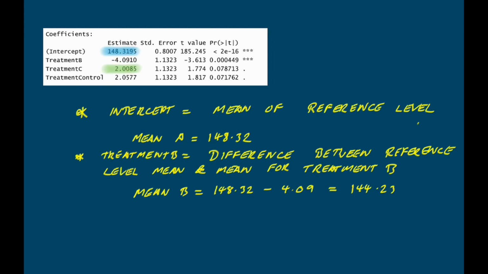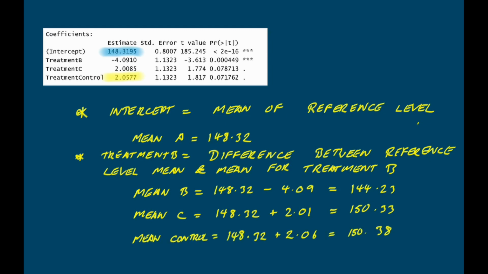The estimate for treatment C is, once again, the difference between the mean for the reference level, treatment A, and the mean for treatment C. So again, this is telling us what the effect of treatment C is when we compare it with treatment A. And again, we can calculate the estimated mean for treatment C, which is 148.32 plus 2.01, which gives us 150.33. And then finally, we have treatment control. And this is once again giving us the contrast between the control level and the reference level, which is treatment A. So again, we can calculate the mean for our control level, and that is 148.32 plus 2.06, which is 150.38. So that's what those figures in the estimate column of the coefficients table mean.